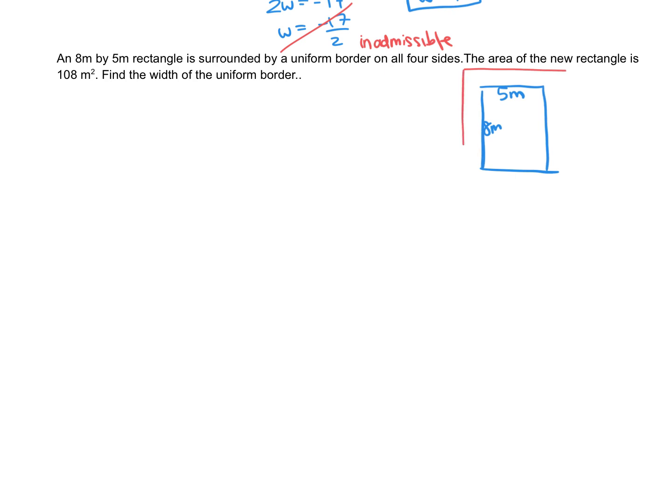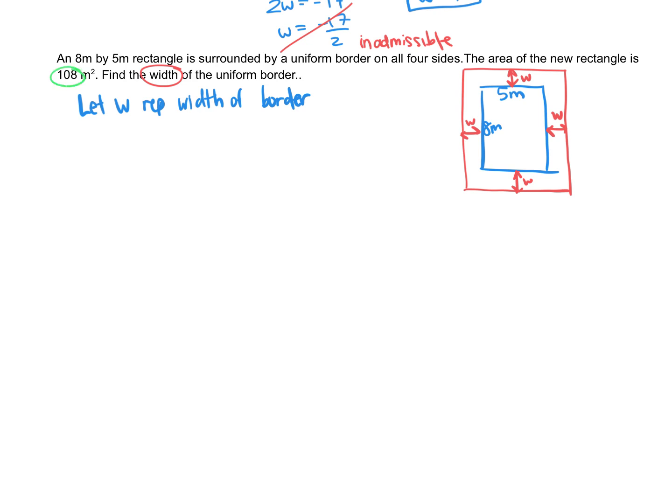And it's uniform, so the width of each side is the same. So this portion here, this portion here, here, and here is all the same, and that's actually what we're looking for. So I'm going to label that as W all the way around, the width of the border, and I'll write my let statement. Let W represent width of border. Okay, that's great. And what other information are we given? We're given the fact that the area of this new rectangle, this enlarged one, is 108 meters squared.